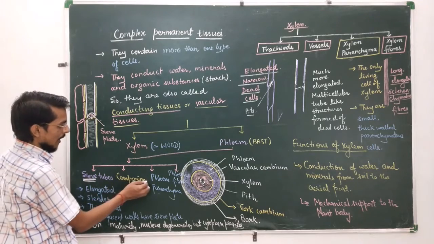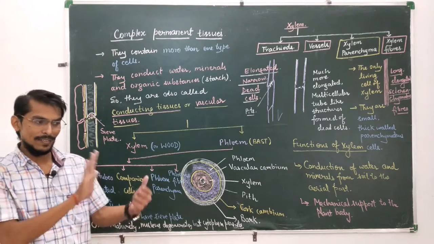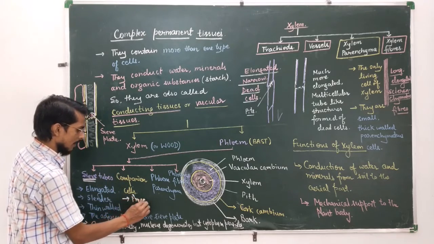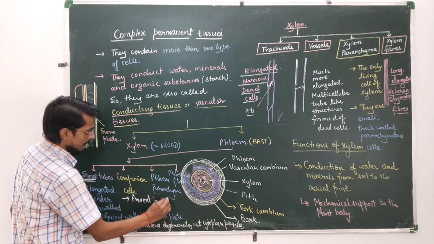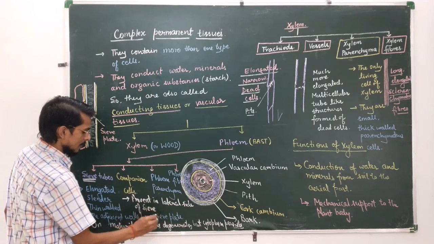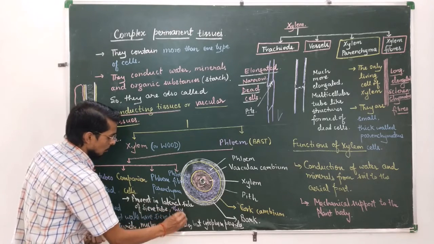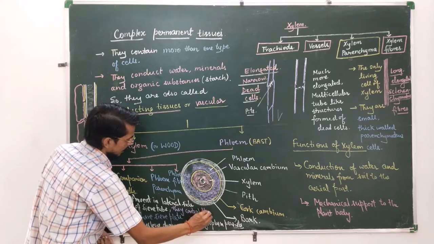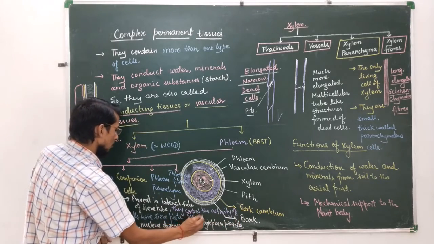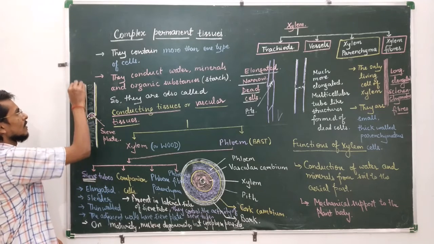And companion cells. These are cells which are placed in the lateral side of the sieve tubes. So they are present in the lateral side of sieve tubes, and they control the activity of sieve tubes. Now you can see here, these are companion cells.